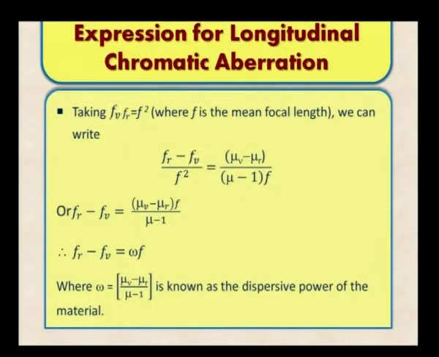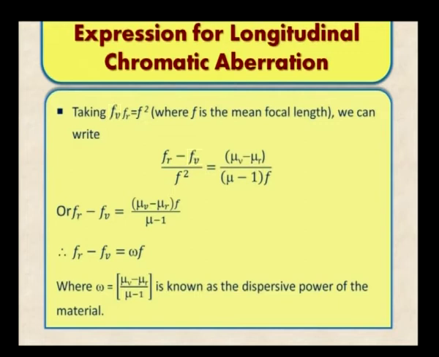Now, in other words, f r minus f v will become equal to (mu v minus mu r) by (mu minus 1) into f. f is the focal length again, and therefore your f r minus f v will be omega times f. What is omega? The entire thing that you have got here, (mu v minus mu r) by (mu minus 1), is known as the dispersive power. Omega is called the dispersive power. Now, we arrive at the final expression. Final expression of what? The spread of the focal length.